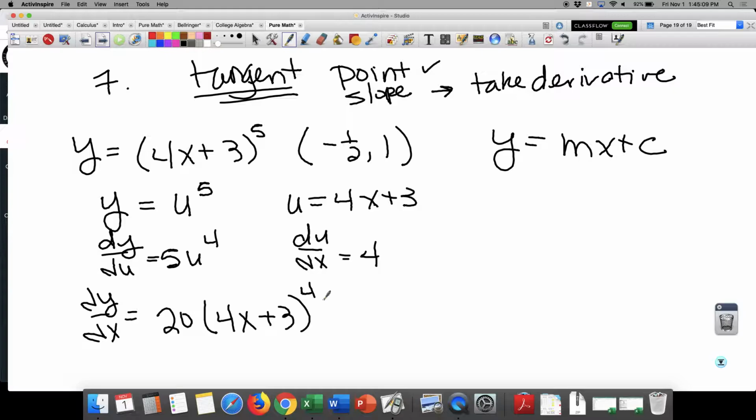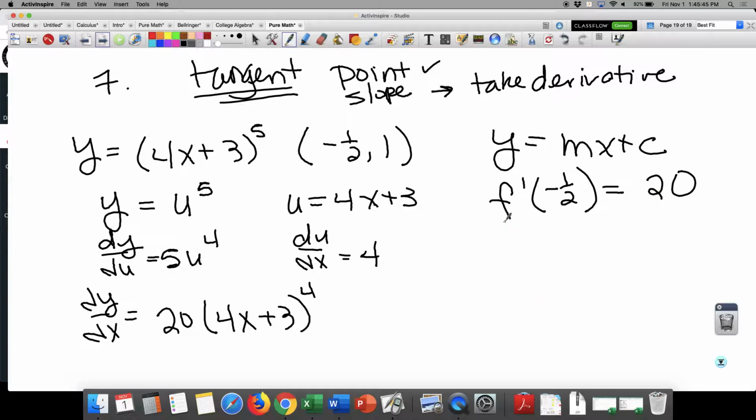What do I need here to get the dy/dx? What is the letter here? X. Do I have an x given? Negative 1/2. So you're going to store negative 1/2. That's negative 2 plus 3, 1. Is it 20? 20.